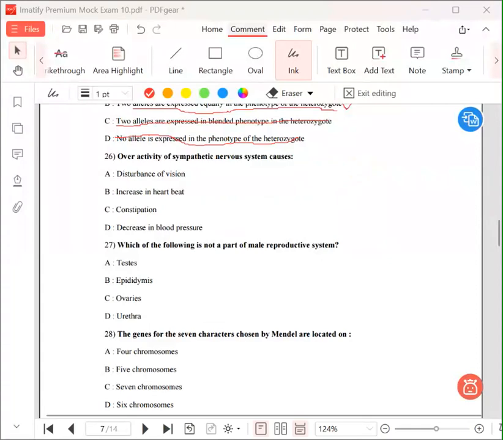26th. So question number 26. Overactivity of the sympathetic nervous system causes disturbance of vision? No, it does not have any relation with vision. Increase in heartbeat? Yes, because the sympathetic nervous system is the fight or flight mode. It increases the heartbeat and blood pressure while inhibiting digestion. Constipation? No relation with constipation again. Decrease in blood pressure? It is the function of the parasympathetic system, not the sympathetic system.